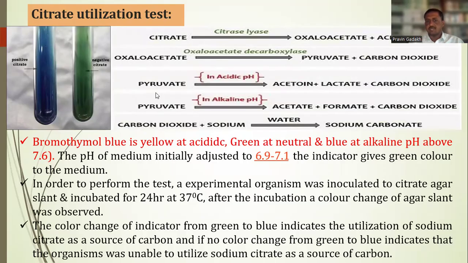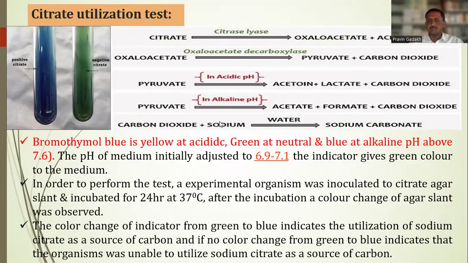In case of acidic condition, pyruvate forms acetone plus lactate and carbon dioxide is released. In case of alkaline condition, pyruvate forms acetate plus formate and carbon dioxide is released. So completely the reaction depends upon the acidic and alkaline pH of that particular media.